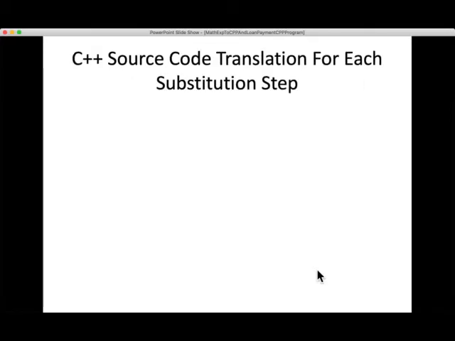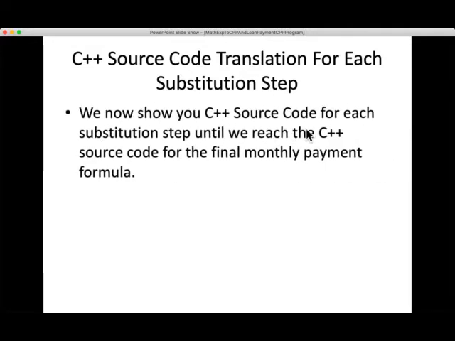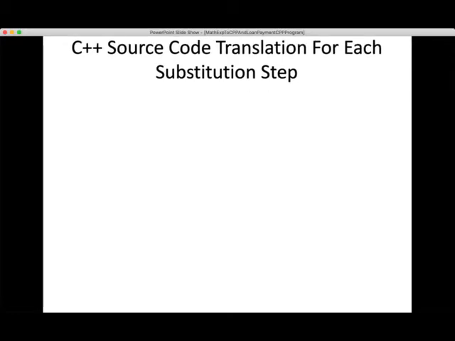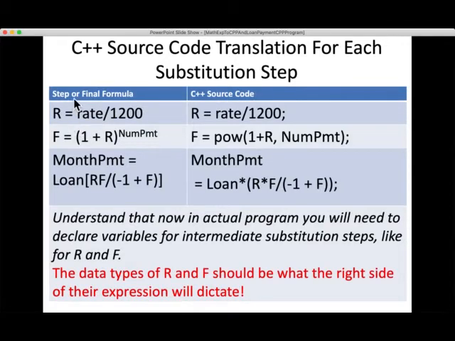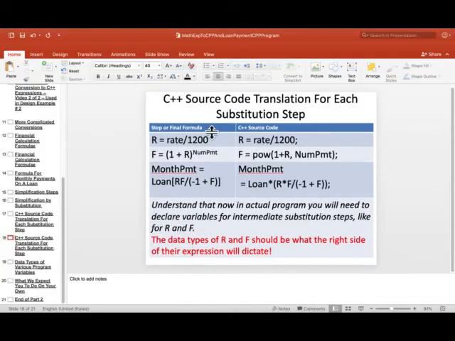So for each step, this is how we do it. We show C++ source code for each substitution step until we reach the C++ source code for the final monthly payment formula. And the table on the next slide shows that. So this is the math form. Okay, in fact, I'm going to alter that right now. Just put the math form here.